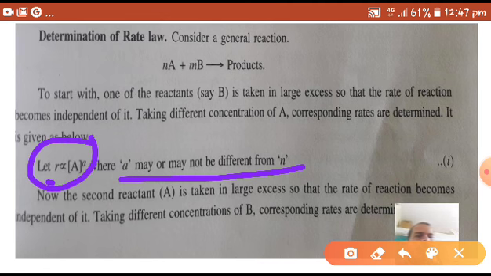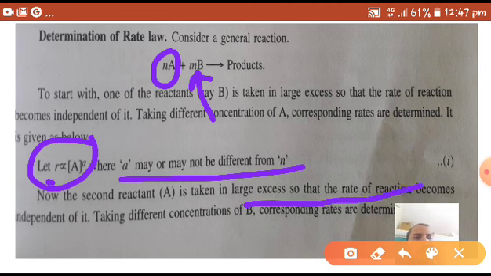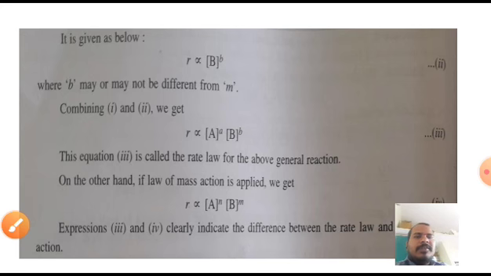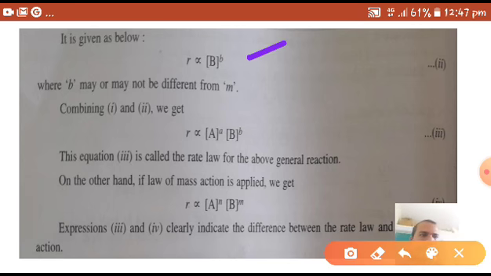Now the second reactant B is taken in larger amount, so the rate of the reaction depends only on A. A large excess is used so that the rate of the reaction becomes independent of it. Taking different concentrations of A, the corresponding rates are determined. The rate of the reaction is directly proportional to [B] to the power b, where b may or may not be equal to m.